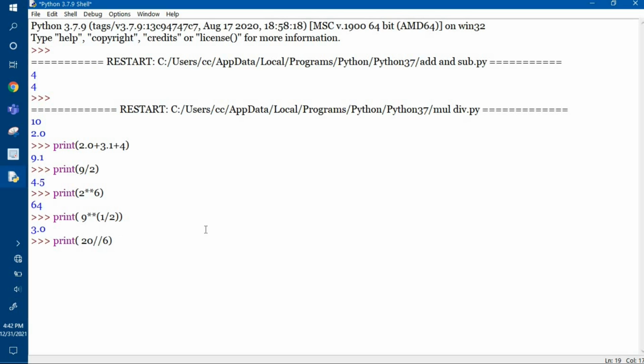Now first of all, if we divide 20 by 6, can we guess the output? What should be the quotient of 20 divided by 6? It should be 3 point something, right? Press enter. We get 3 here.